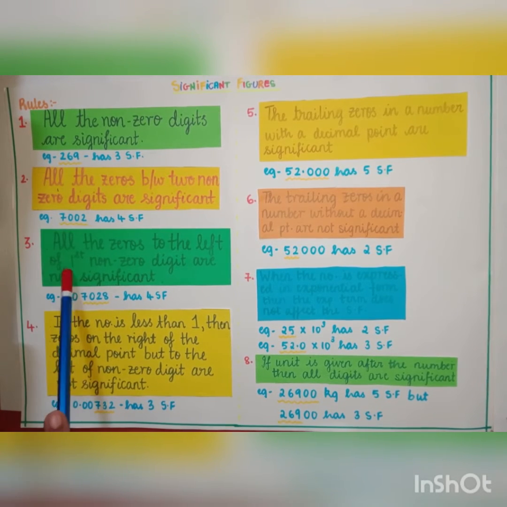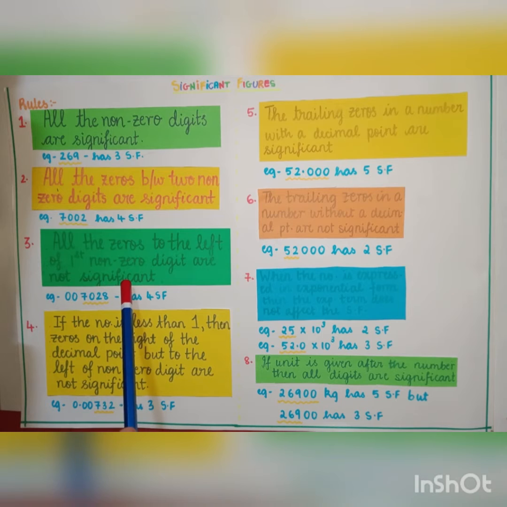It says that all the zeros to the left of the first non-zero digit are not significant. Let us take an example. A number is 007028. Now in this number, our first non-zero digit is 7. And as we know from rule number 1, 7, 2 and 8 are non-zero digits and therefore they are significant. And according to rule number 2, we know that this 0 is coming between two non-zero digits which are 7 and 2, and therefore this 0 will also be counted significant.